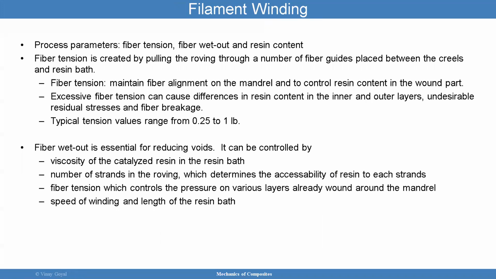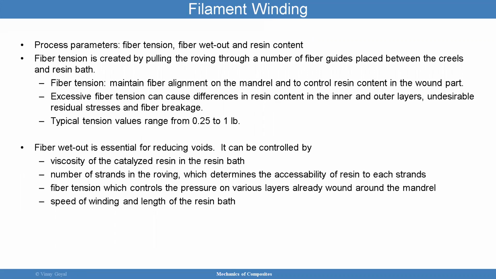Fiber tension is created by pulling the roving through a number of fiber guides placed between the creels and the resin bath. Fiber tension maintains the fiber alignment on the mandrel and controls resin content in the wound part. Excessive fiber tension can cause differences in resin content in the inner and outer layers, something to keep in mind. You could even get fiber wrinkles, undesirable residual stresses, and fiber breakage from that initial manufacturing.